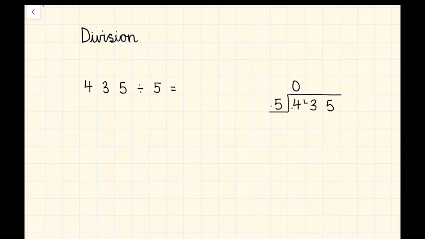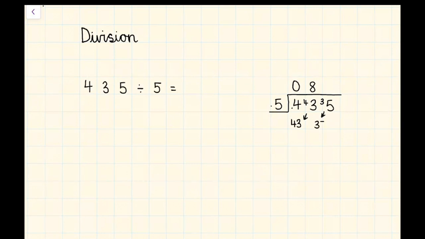When we ask ourselves how many times does 5 fit into 4, it doesn't fit in any times. We don't have enough. So what we do is we put a 0 above the 4 and we carry the 4 over to the next column to the right, the tens column. So that 3 becomes 43. Then we ask ourselves how many times does 5 fit into 43. It fits in 8 times because 5 times 8 is 40, but we don't have enough for 5 times 9 of 45. So we put in 8 above, and that leaves us with a remainder of 3.